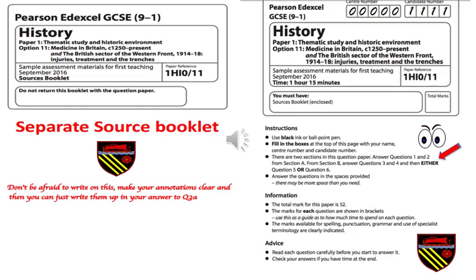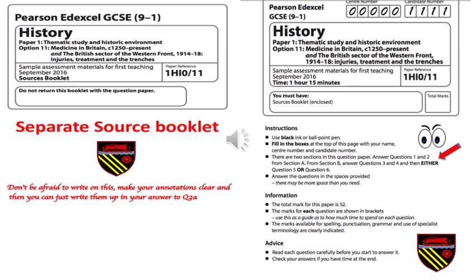Revision session number 6 on medicine. This is about how to answer the different types of question. Okay, so just follow the slides. The changes should be as I go through them, so it's pretty straightforward.